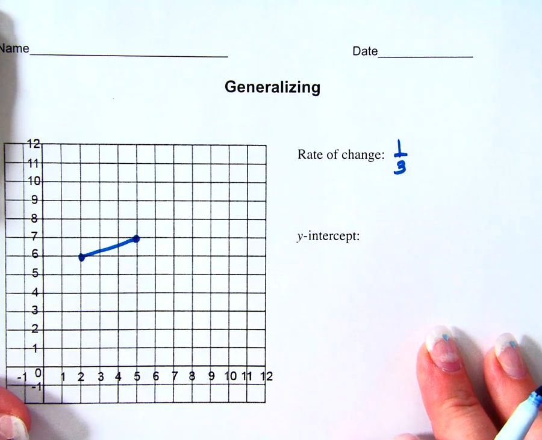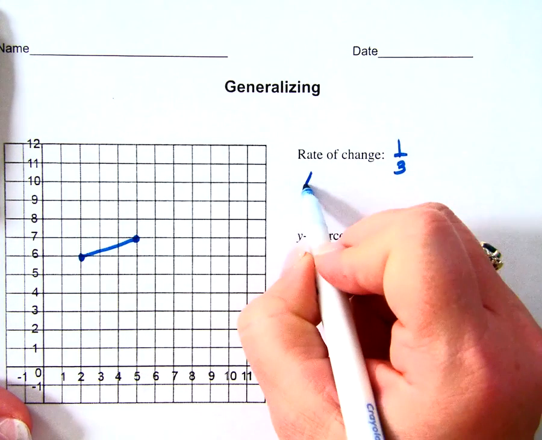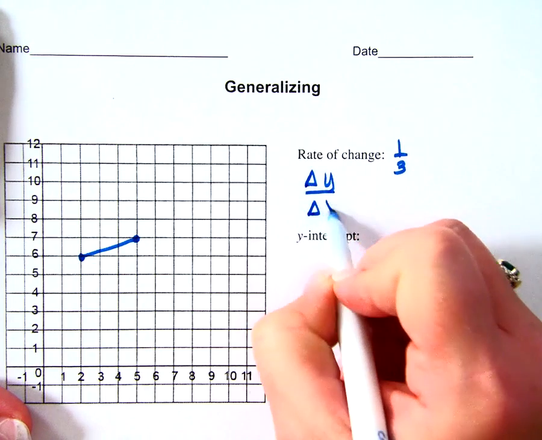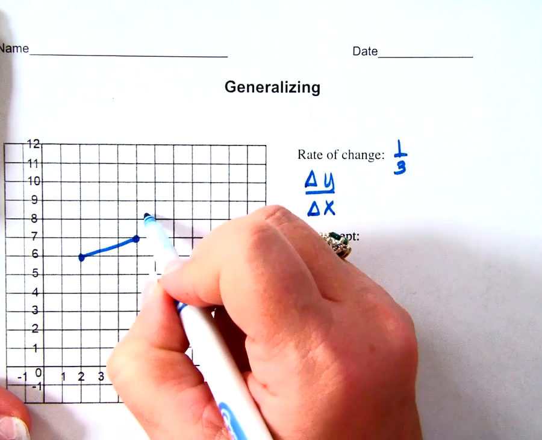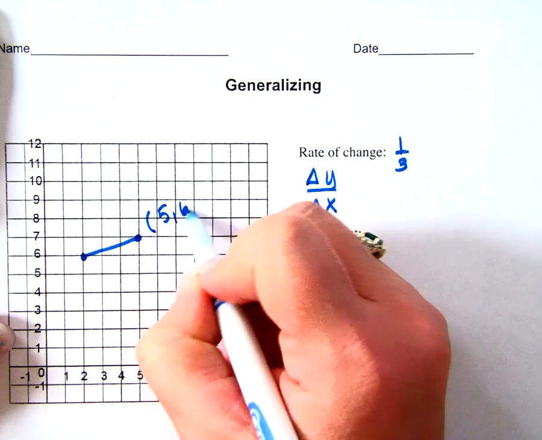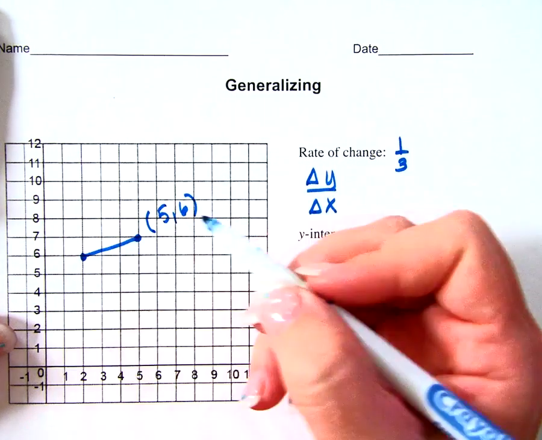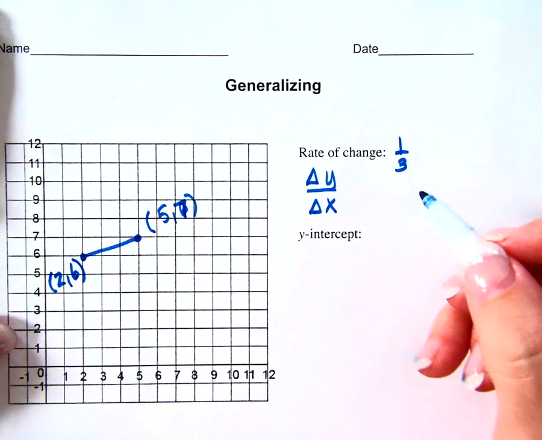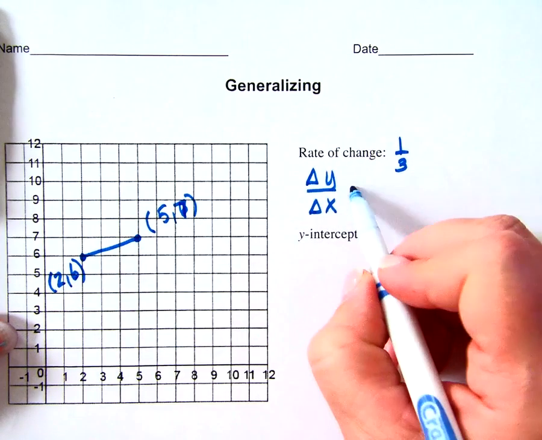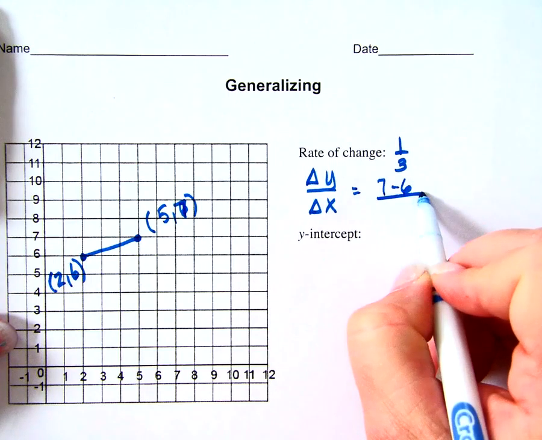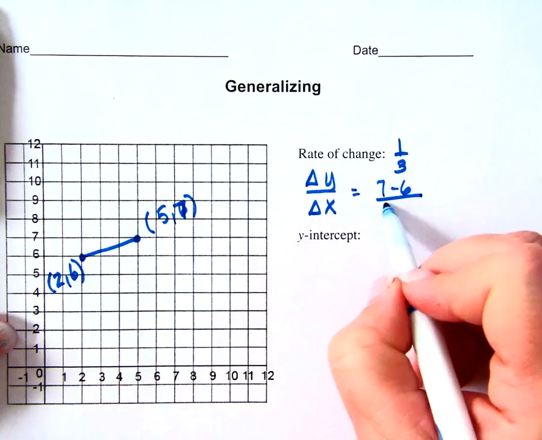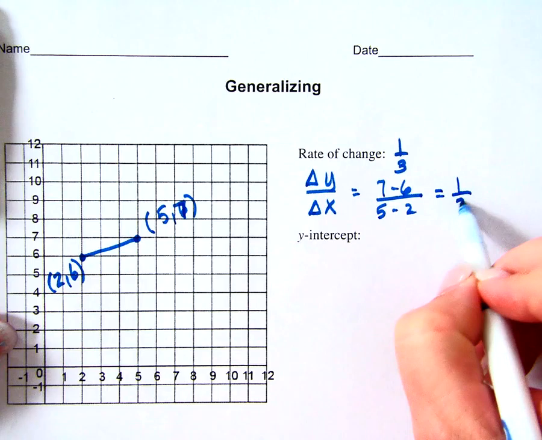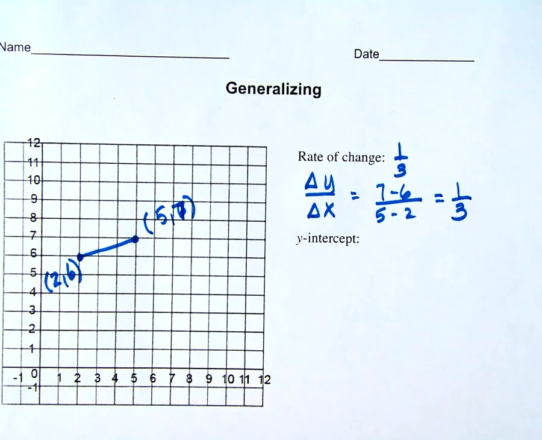What are we going for here? Change of y's over change of x's, right? So I need to know that this point is 5, 6. And I need to know that this is 5, 7. I need to know that this point is 2, 6. So the change in my y's, 7 minus 6, divided by the change in my x's, 5 minus 2. Oh my gosh, it is 1/3. Same thing I got when I counted, right?